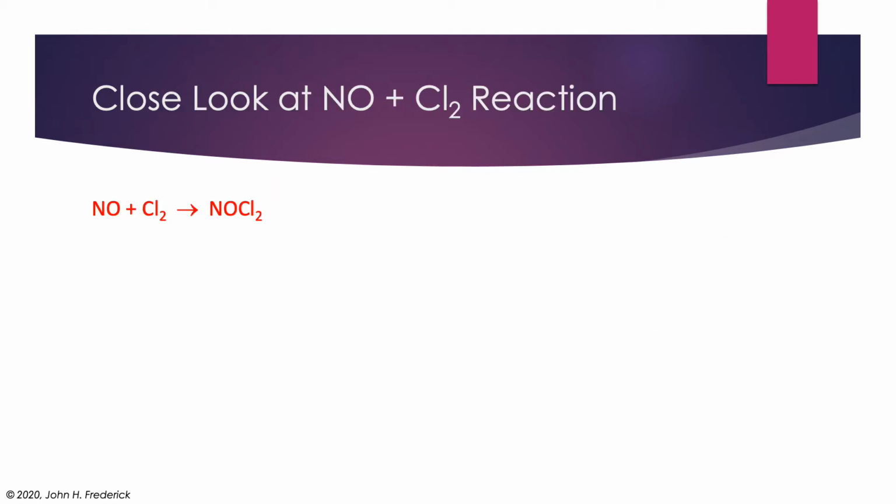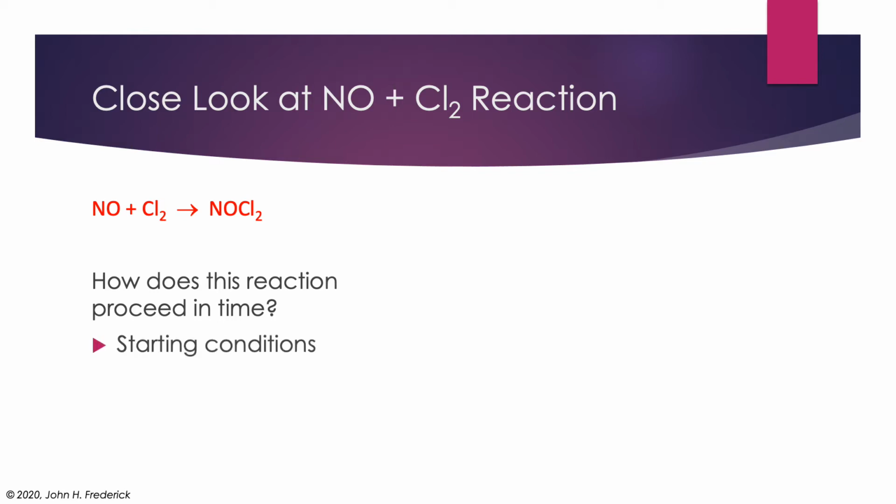Let's take a close look at a particular reaction. I'm going to look at the reaction of nitrogen monoxide with chlorine to form NOCl2. And what I want to do is take a look at how this reaction proceeds in time. So it means we need to define our starting points. I'm going to have starting conditions that represent the concentrations of NO and Cl2. In this case, they'd actually be partial pressures, but we'll call them concentrations. And I'm going to start with no product at the beginning. So we're just going to have reactant molecules present.